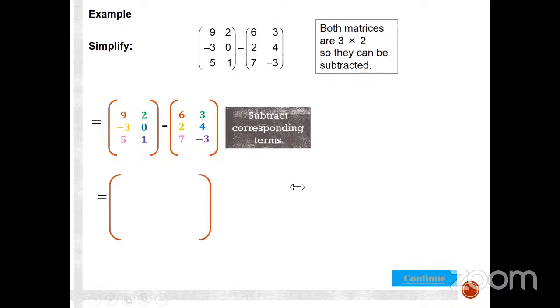All right, so let's see now. What are we going to subtract for the element in position 1 1? Anna says 9 minus 6. Can somebody tell me what is 9 minus 6? 3. Anna says 3.